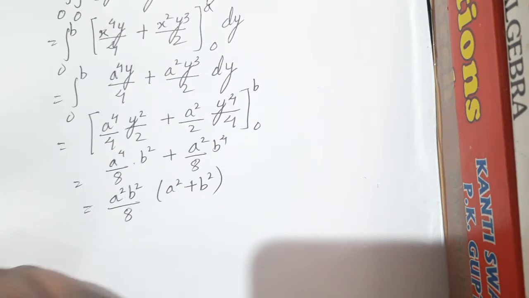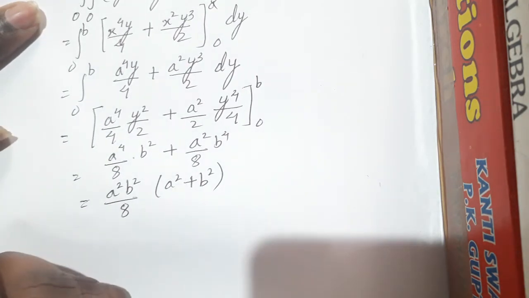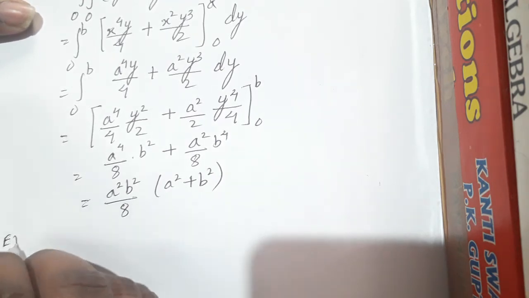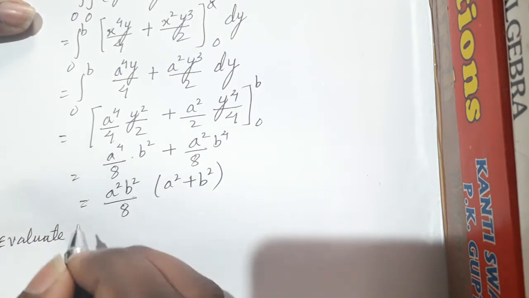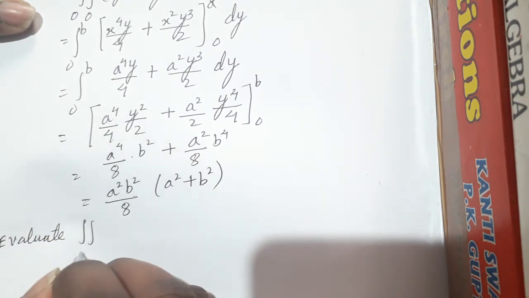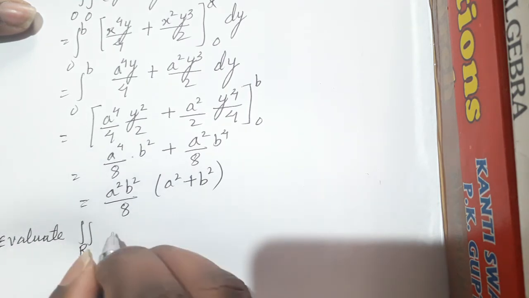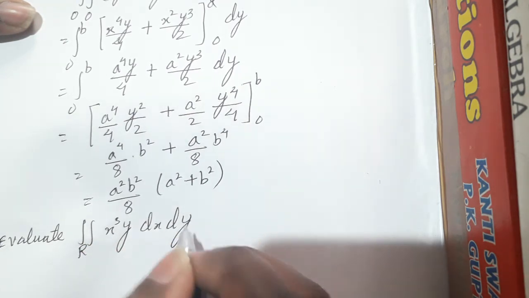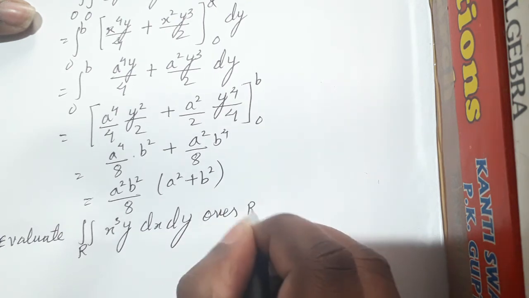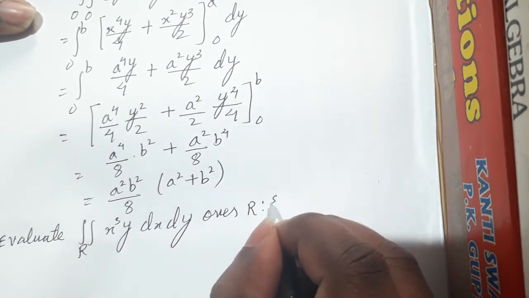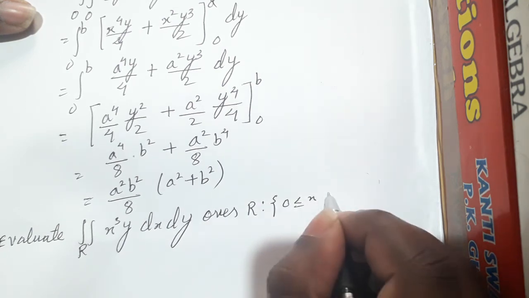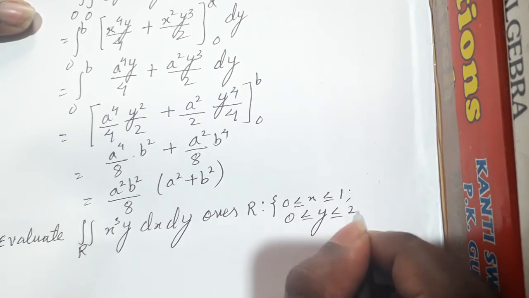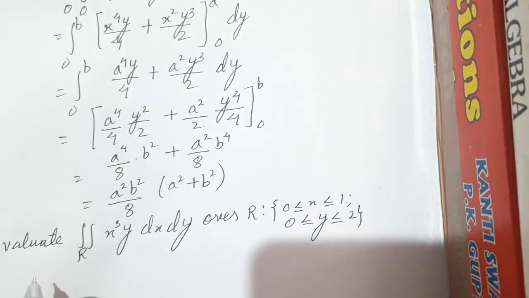Then let us do one more question here. Evaluate the double integration over R of x³y dx dy. R is defined to be 0 ≤ x ≤ 1, and 0 ≤ y ≤ 2. So this is your domain on which we have to take the integration.